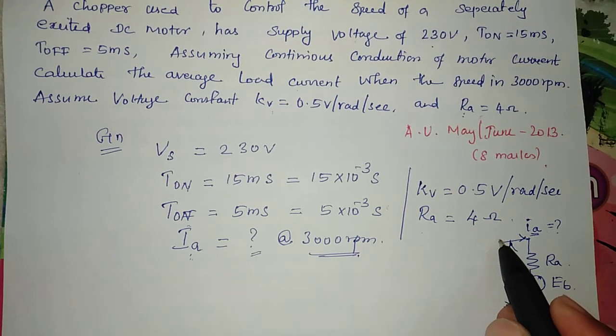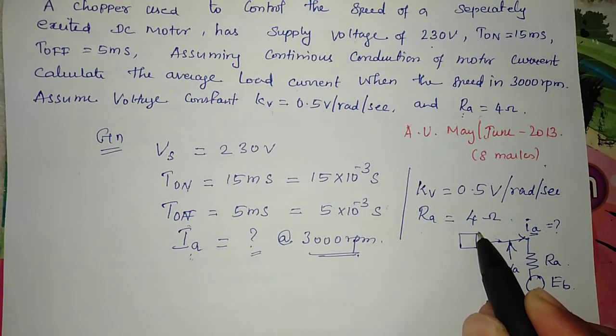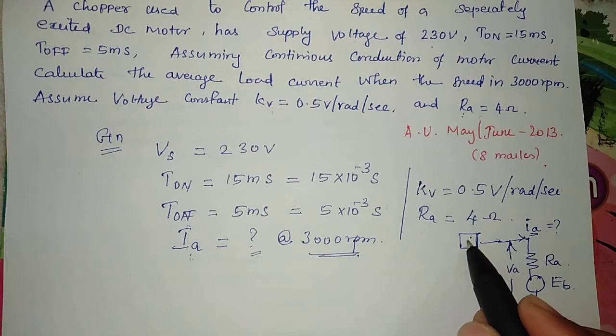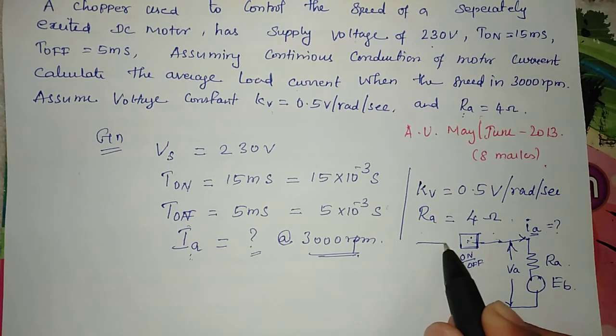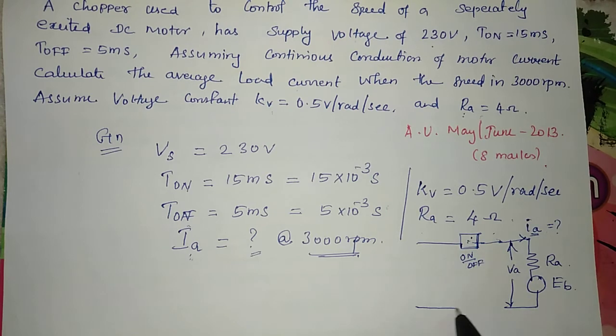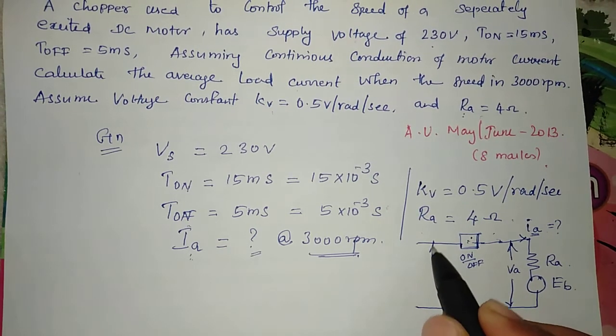So once we have so many switches here, this chopping operation takes place for some time on and off. Due to that on and off only, the controlled, regulated voltage is coming from this source. So in this source we have our Vs.